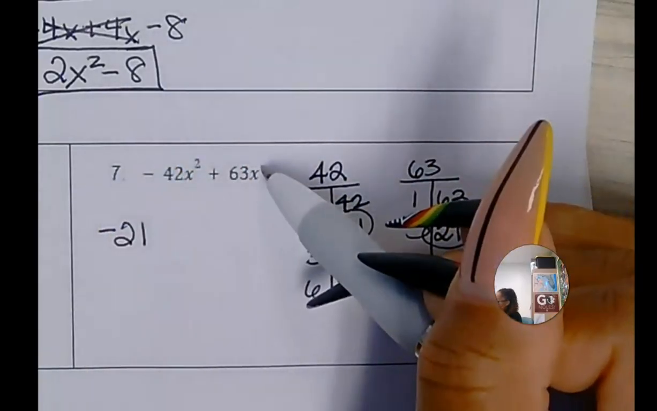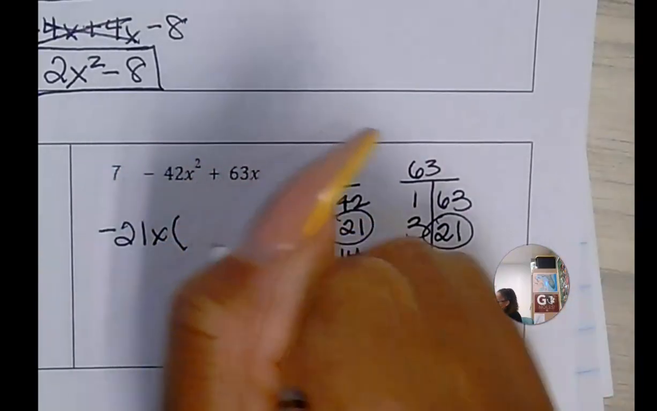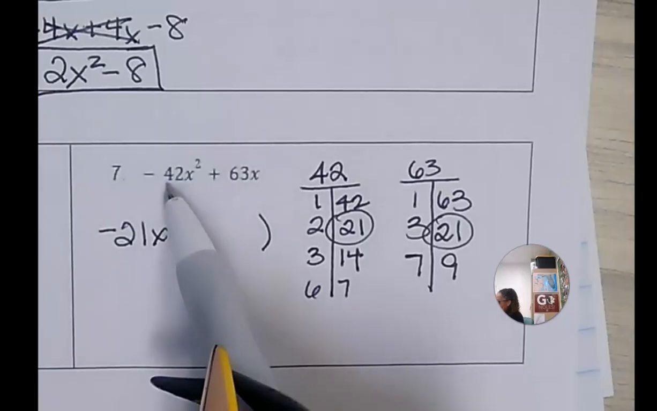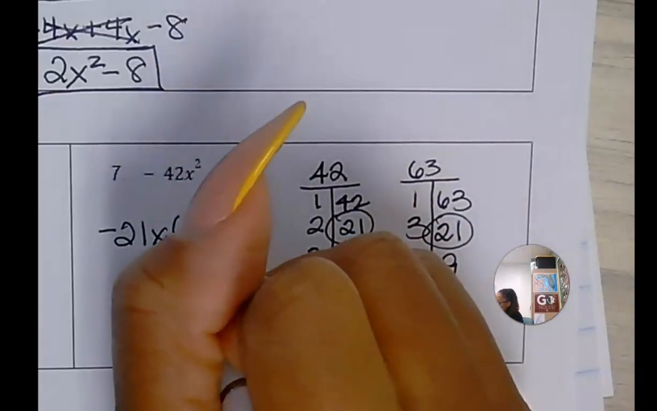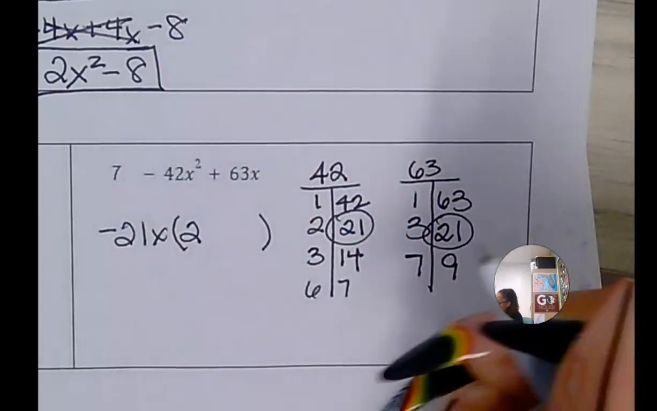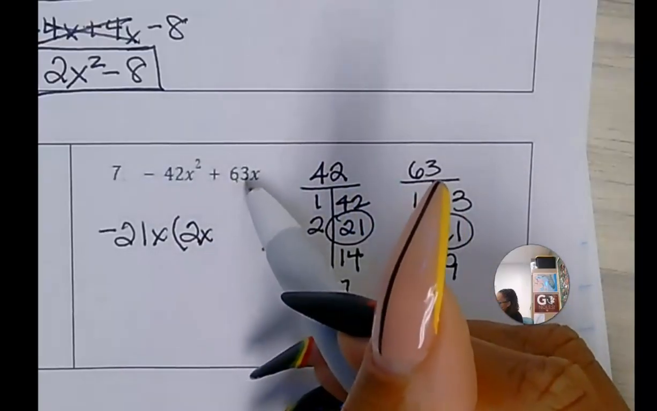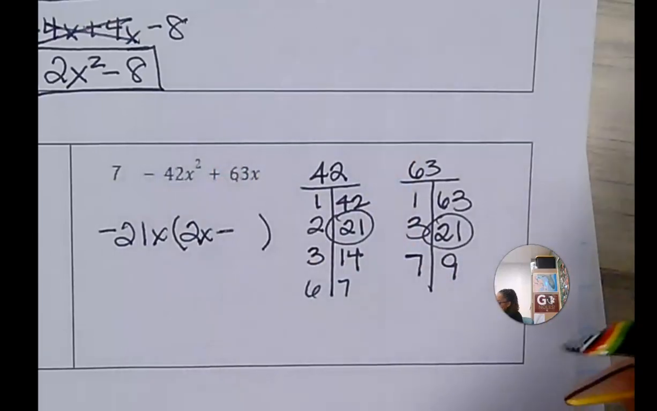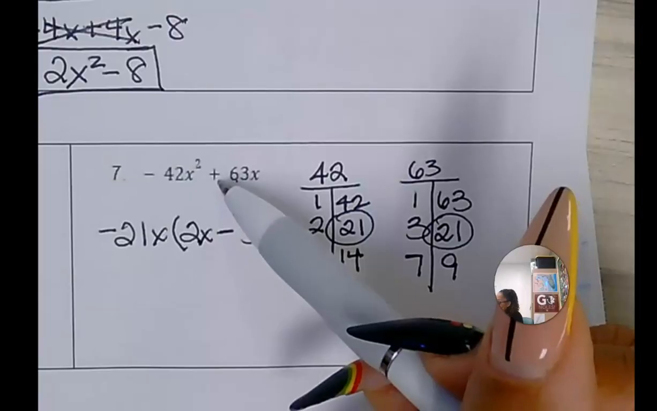Nuh-uh. This doesn't have 2 x's. This has just an x. So 1x, or x to the first power. How many times does negative 21 go into negative 42? 2. And then how many x's will be left? Good. And then how many times does 63 divide by negative 21? Negative 3 times, because a negative times a negative equals a what?